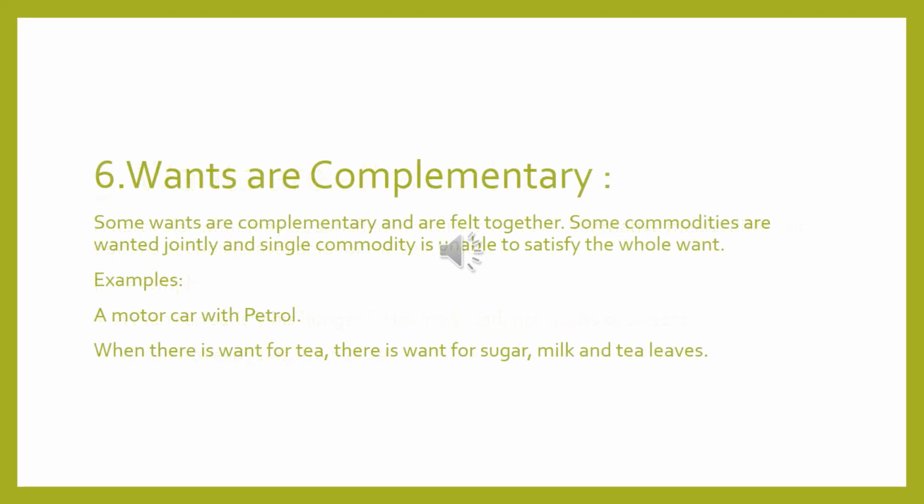The last but not the least, wants are complementary. This is the last characteristic of wants. What do we mean by complement? Any guesses? Complement means any additional benefit of anything which cannot be used alone, or anything which makes an item complete. So, many goods are complementary goods and can't be used alone. For example, a motor car cannot be used without petrol, and for tea you need sugar and tea leaves.